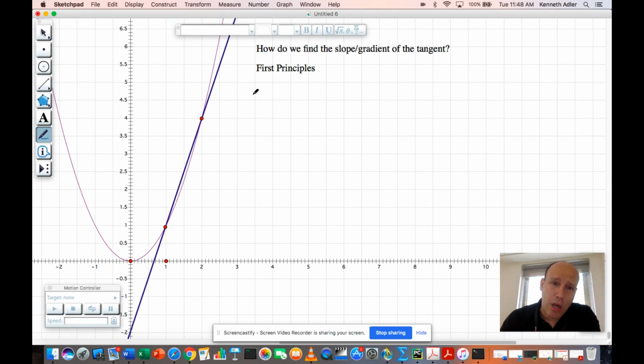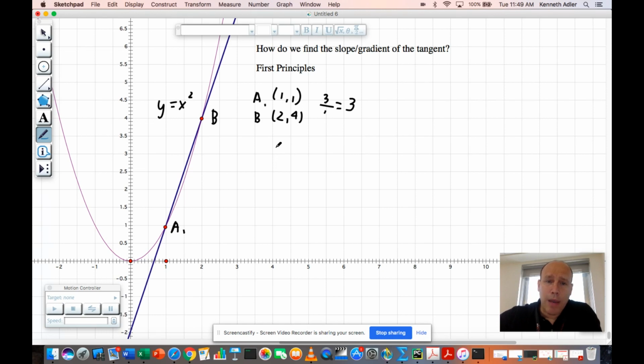We have a secant. So once again, the function is y equals x squared, and I'm going to find the slope between, let's call this A1 and B. A1 we can see is (1, 1) and B is (2, 4). So we know it's 3 over 1. So the slope of this line is 3.